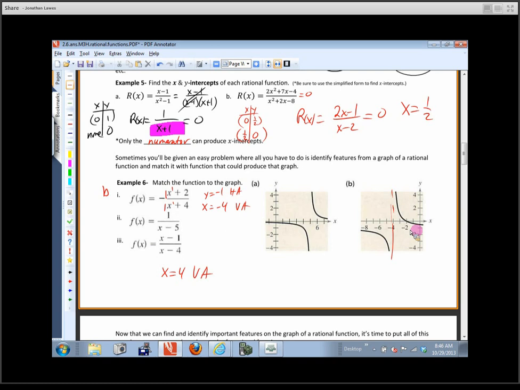So let's take a look at this. Does that look like a horizontal asymptote of negative 1? Yes, it does. I feel pretty confident that the answer to I is B. We'd match up I with B.